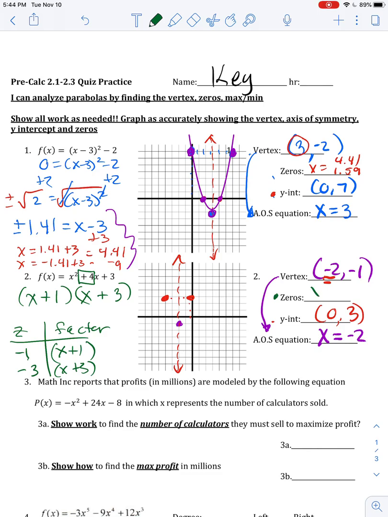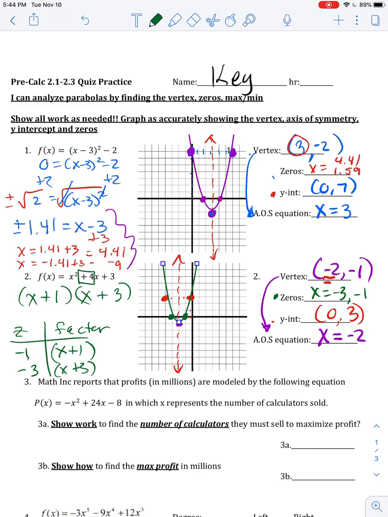Here, x would have to be negative 1. Here, it would have to be negative 3. So my zeros are negative 3 and negative 1. So then at negative 1 and negative 3, I'm glad those look like partners. Those are the 2 places that it crosses the x-axis, because zeros, solutions, and x-intercepts are all the same thing.